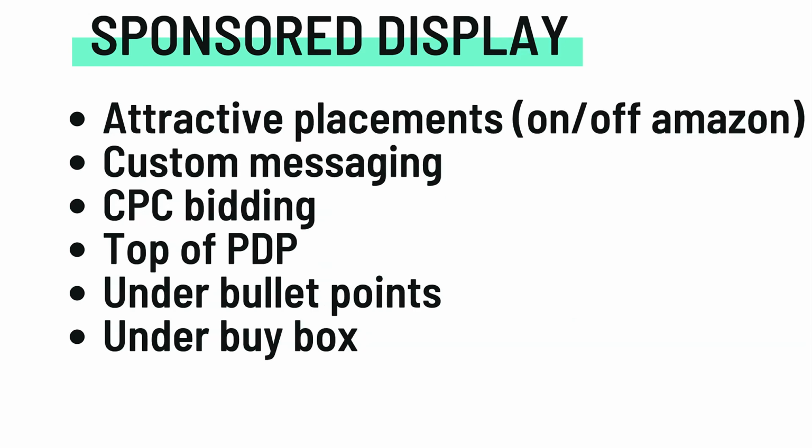Sponsored display is another mechanism. Basically, there's attractive placements both on and off Amazon. You can create custom messaging and imaging. It's cost per click bidding still too, which is really nice. You can put it at the top of product display pages for your competitors. You can do it under the bullet points that we showed, and you can also do it underneath the buy box. So sponsored display is a great tool.